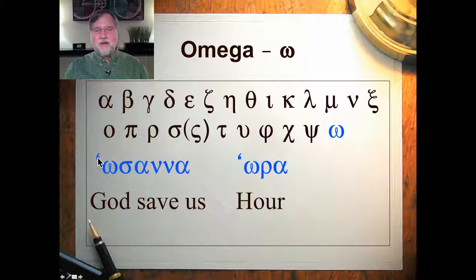There's that funny little H sounding accent again. Ho, notice the sigma, middle S or internal S, alpha, new alpha. Hosanna means God save us. Hosanna. And another one is hora. Hora means hour. It's where we get hour from. Notice again the little H sound. So the letter is omega. The words are Hosanna and hora.